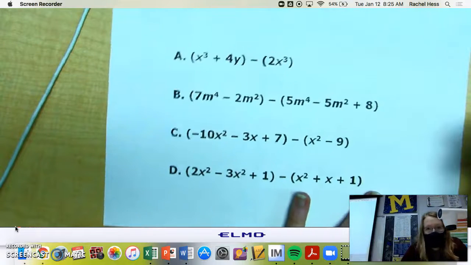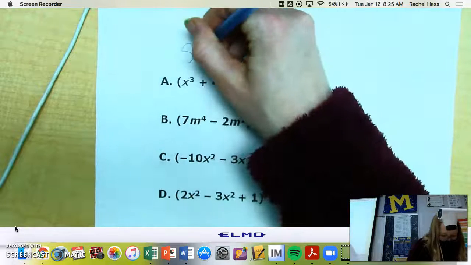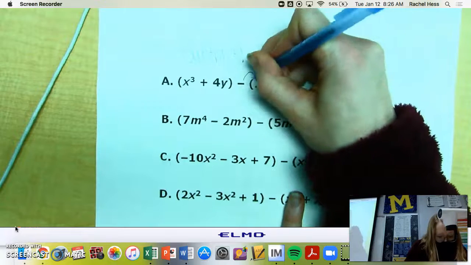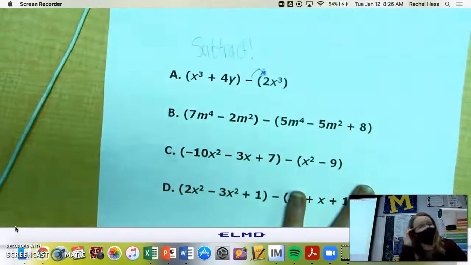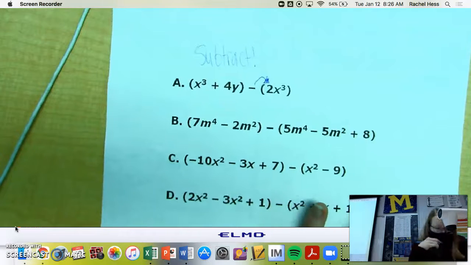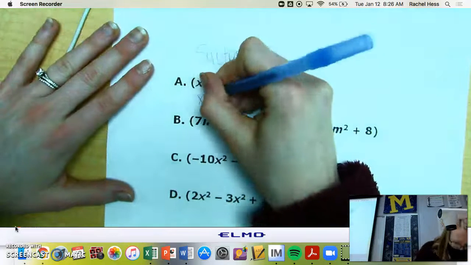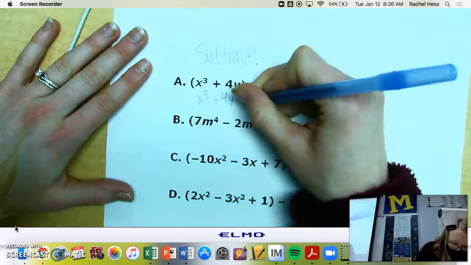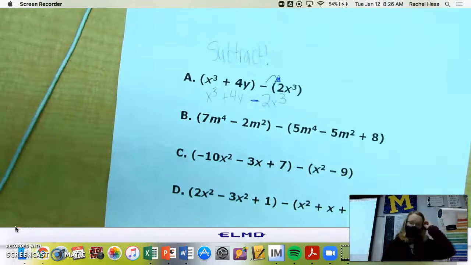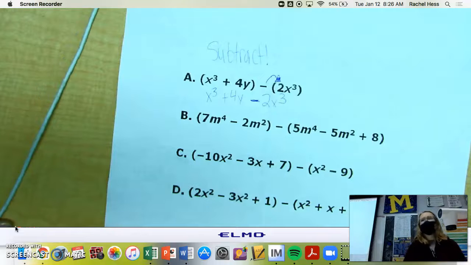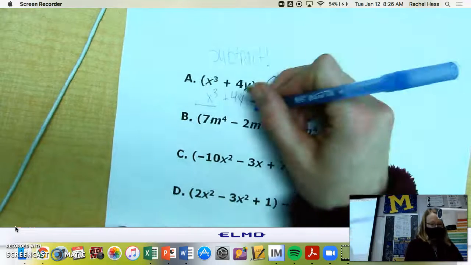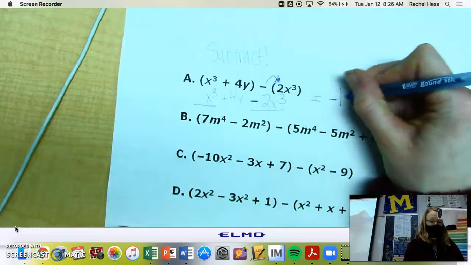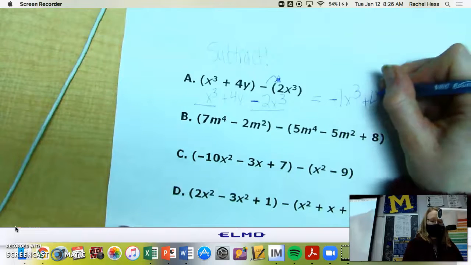If we're going to subtract, really all we're going to have to do is distribute that negative into the parentheses and then do our problem. So we're going to have x cubed plus 4y minus 2x cubed. And now that we've distributed that subtraction sign, we can just combine like terms, right? We have an x cubed and a negative 2x cubed, which gives me negative 1x cubed. And then that 4y is still by itself.